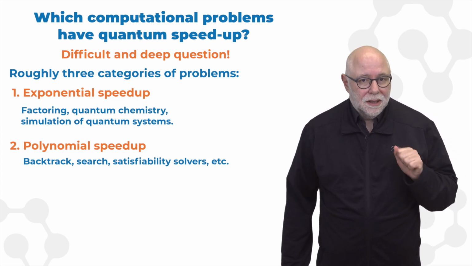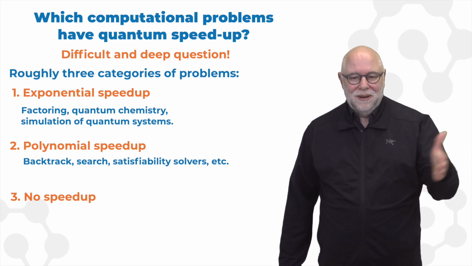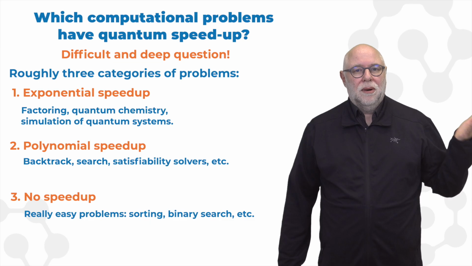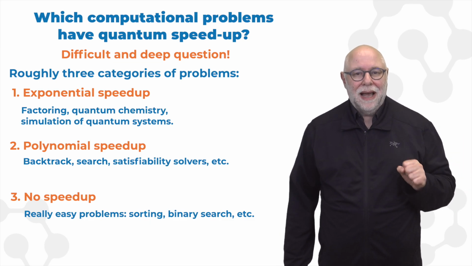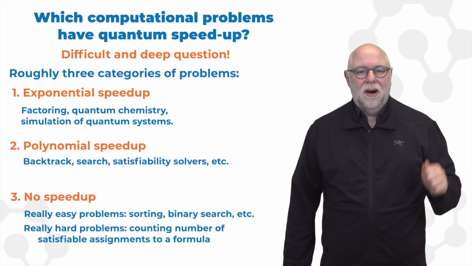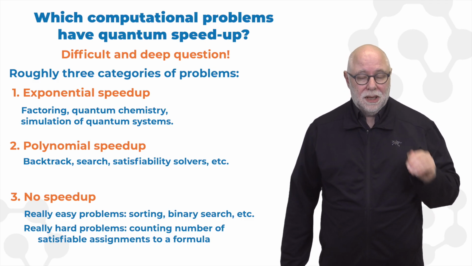So this is an example where there is a quadratic speedup. And then there is a third class of problems where there is no speedup whatsoever. For example, for doing word processing or for doing other things like sorting or binary search. There are already very fast algorithms for this. Or for problems that are really, really hard, even for a quantum computer, like counting the number of satisfiable assignments of a formula.